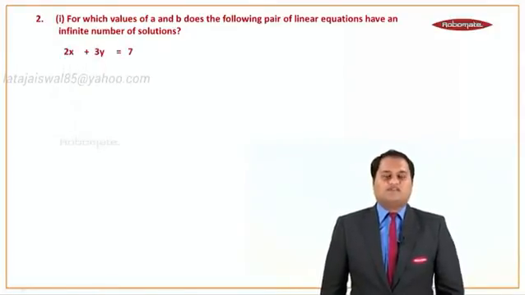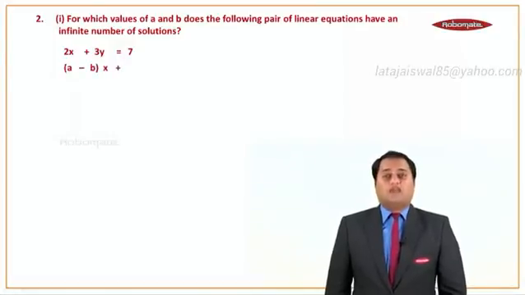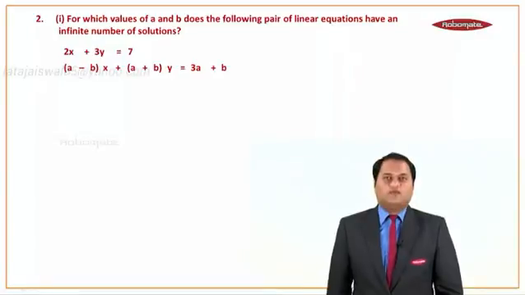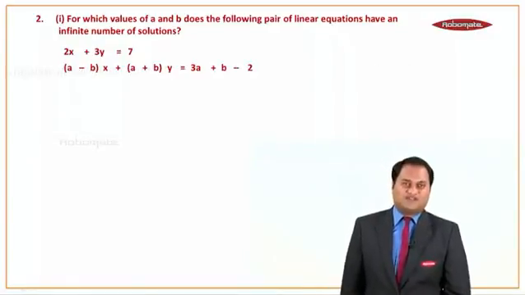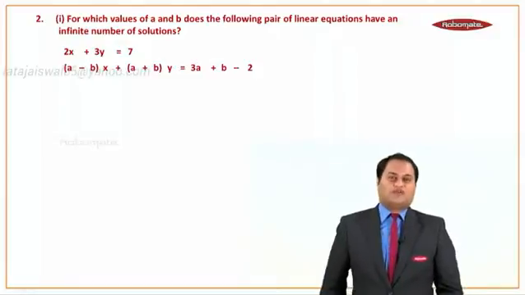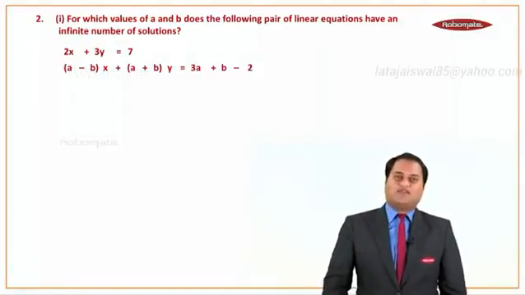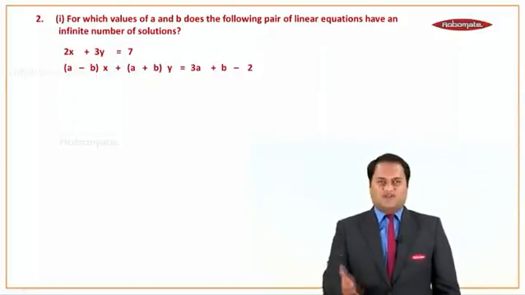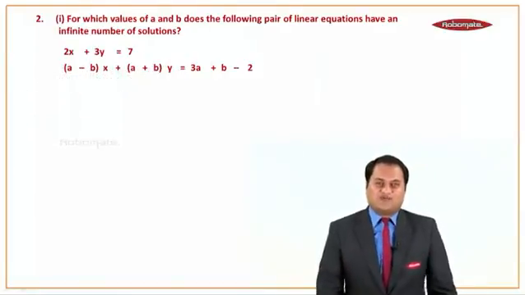2x plus 3y is equal to 7 is the first equation given to us, and (a minus b)x plus (a plus b)y is equal to 3a plus b minus 2 is the second equation given to us. We are supposed to find the values of a and b. A and b are the constants and x and y are the variables, and the condition given is infinite number of solutions: a1 upon a2 is equal to b1 upon b2 is equal to c1 upon c2.